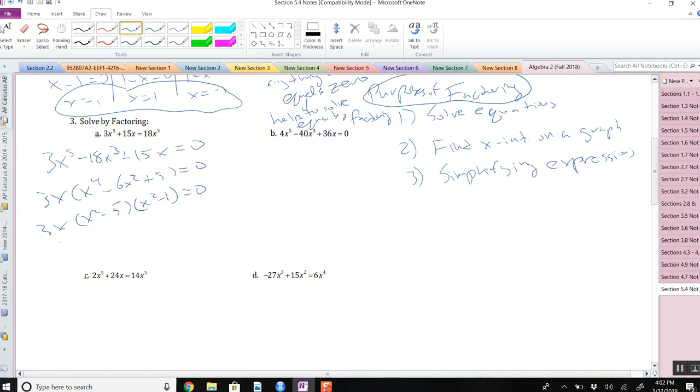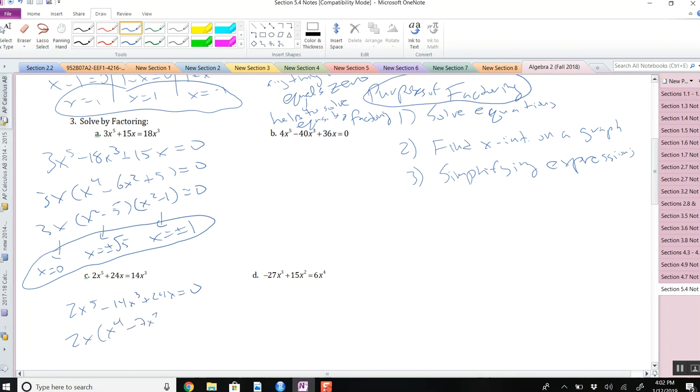And if you set each factor equal to 0, you get x equals 0 for this one. This one's going to be plus or minus root 5, because it is x squared. And that one's going to be plus or minus 1. So thus we get 5 answers for that one. Now the one down below. Again, same thing. You have to move everything over to one side first. Very, very important. And factor out 2x. x to the 4th minus 7x squared plus 12.